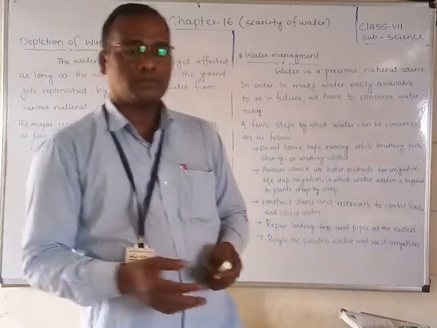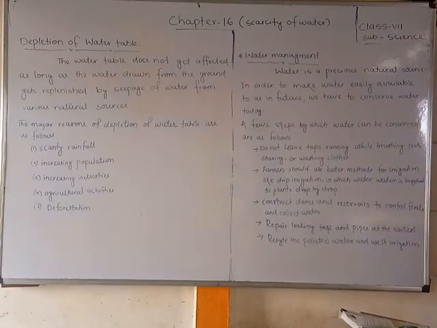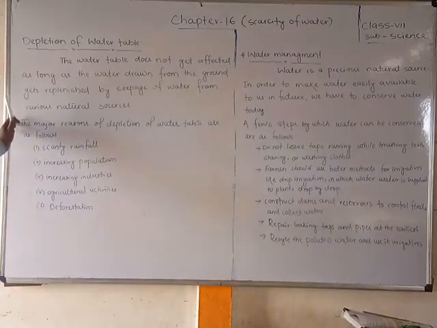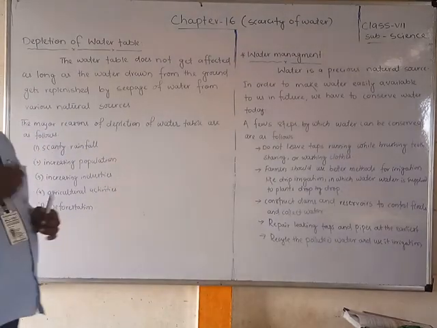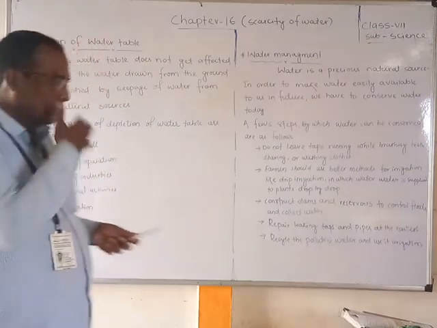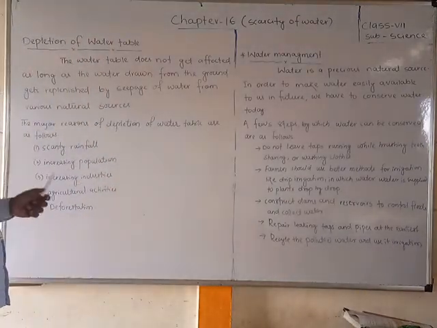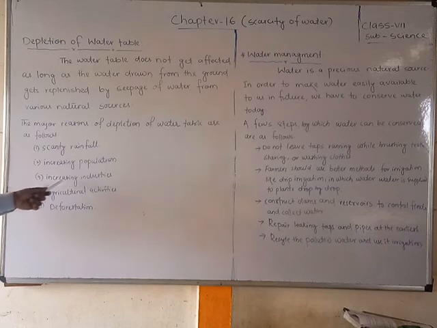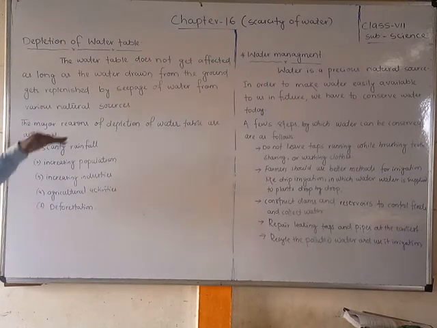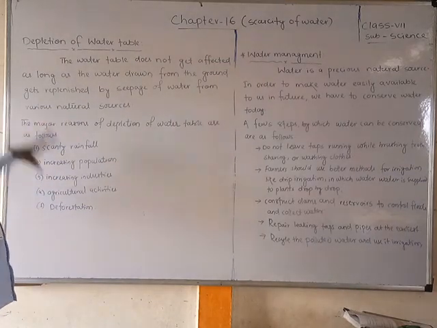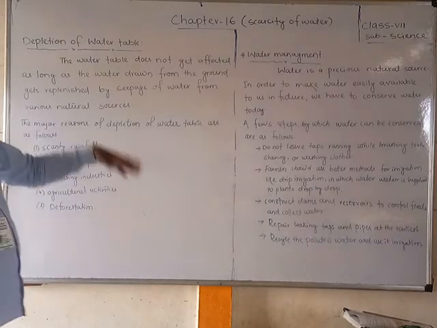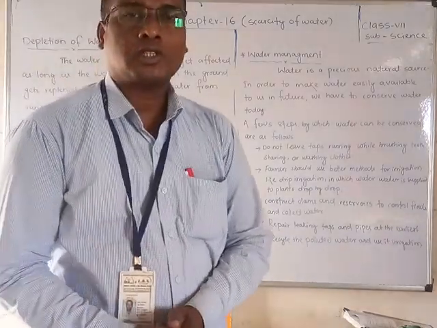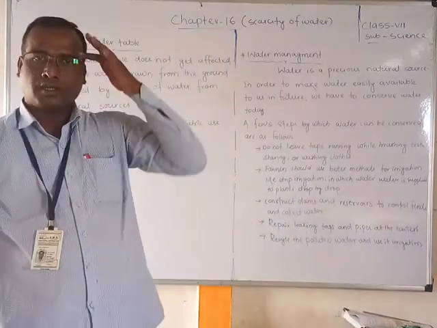There are so many factors. Now see, the major reasons for the depletion of the water table are as follows. These are the main reasons for the depletion of the water table. See friends, the first is scanty rainfall, then increasing population, increasing industries, agricultural activities, and deforestation. Mainly these five reasons are behind the depletion of water tables. First of all, we will discuss scanty rainfall.